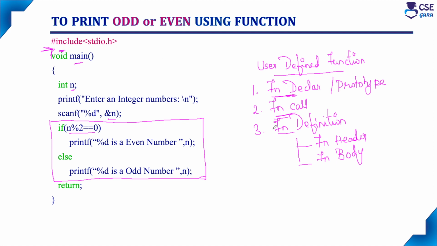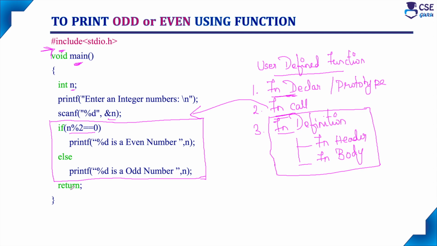The second element is nothing but the function call. We already know the only executable function in C programming is the main function. So whatever we need to execute, those statements we need to include in the main function. So this function call we need to include within the main function. This is the second element. And function definition is nothing but the user-defined function with the function header part and the function body part. We need to write this separately like the main function.